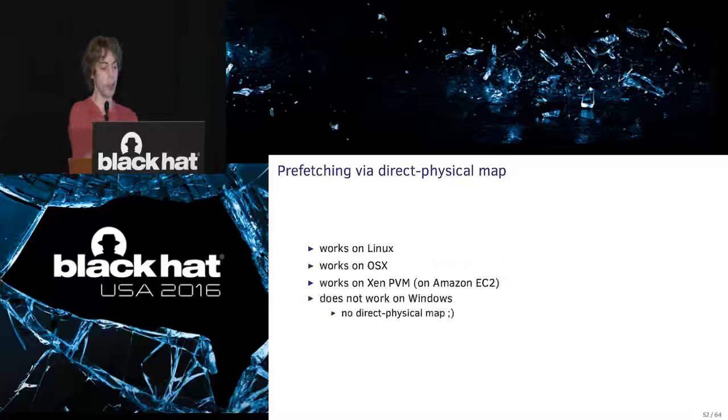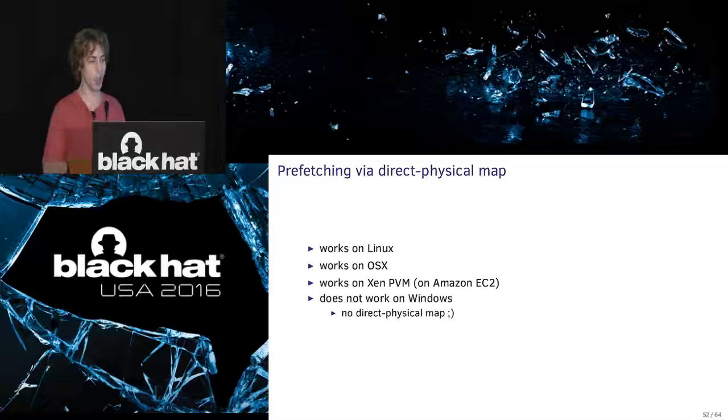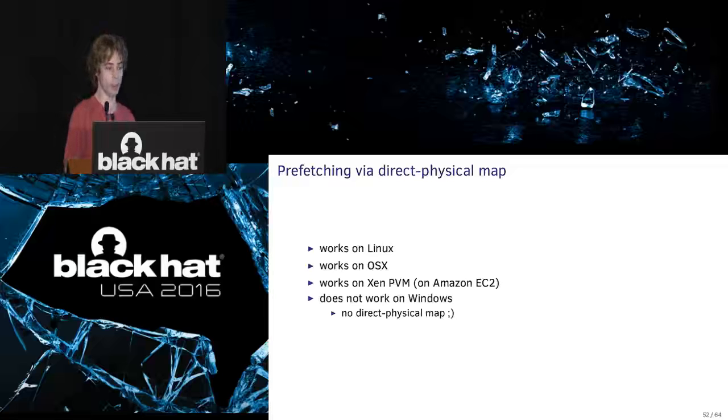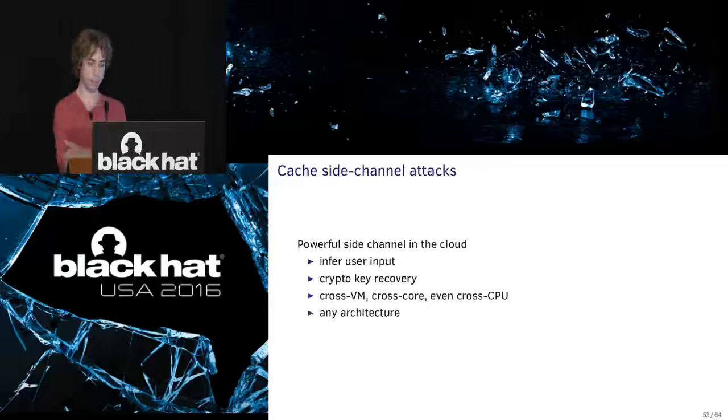As we already heard earlier, we have direct physical maps in different operating systems. Our attack works on Linux and on OS X. It works on Xen PVM. We tried that on Amazon EC2, and that was fun. You get physical direct map addresses of the Xen hypervisor, because the Xen hypervisor runs in ring 0. And then have fun doing something with the physical address on Amazon. Our attack does not work on Windows because they don't have a direct physical map, but it's still fun to play with the other operating systems.